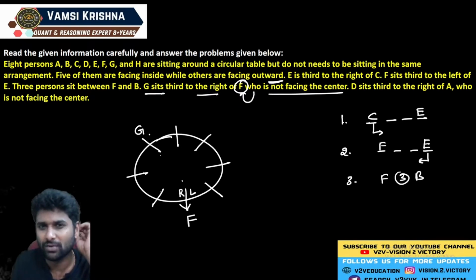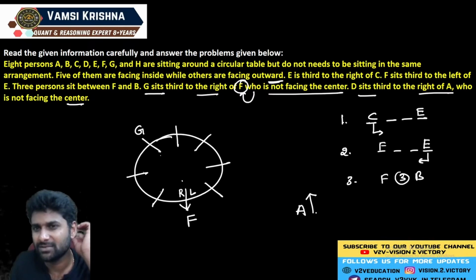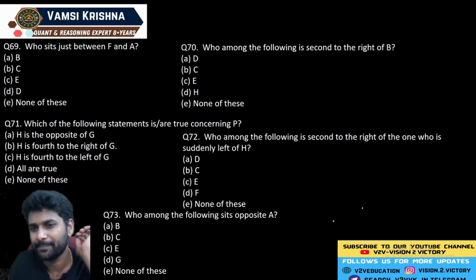Now, the next point. D is third right of A, who is not facing the center. A is facing away from the center. Okay, D is third right of A.